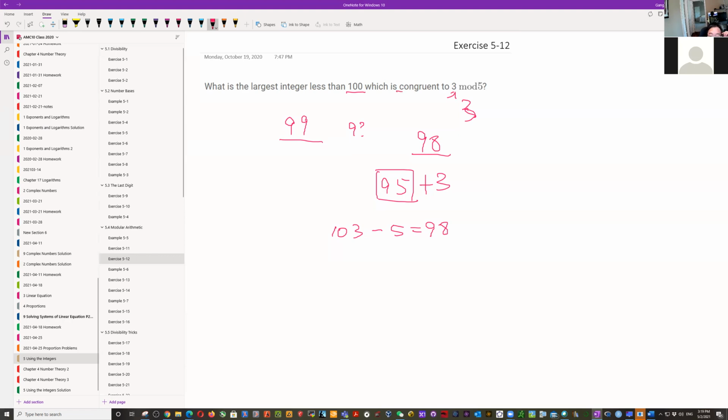Being congruent to 3 mod 5 just means this number x equals 5n plus 3, where n is an integer. That's basically what it's saying.